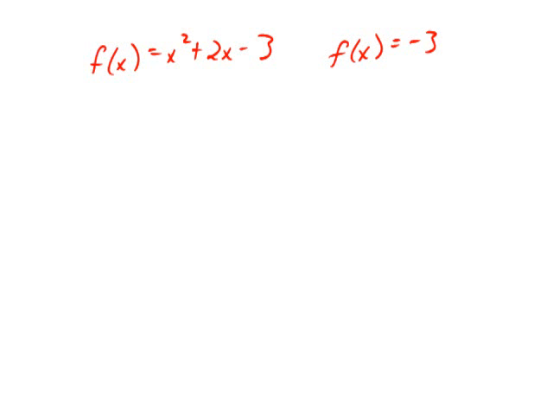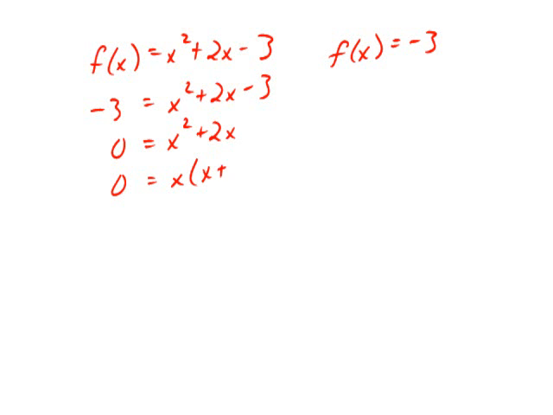If we replace f of x with -3 and solve, I can add 3 to both sides. I can solve this by factoring. Set each factor equal to 0. I get x values of 0 and -2, or in other words, points (0, -3) and (-2, -3).